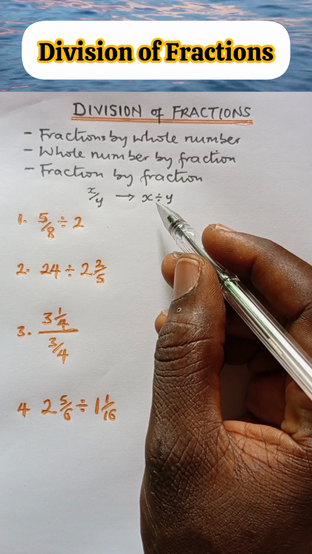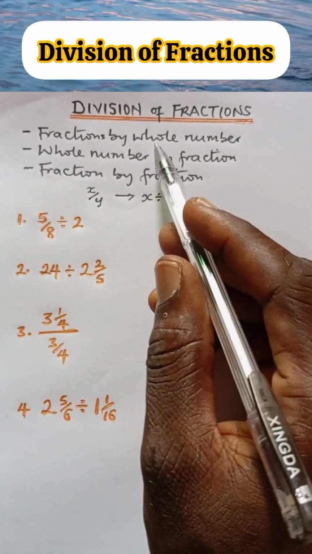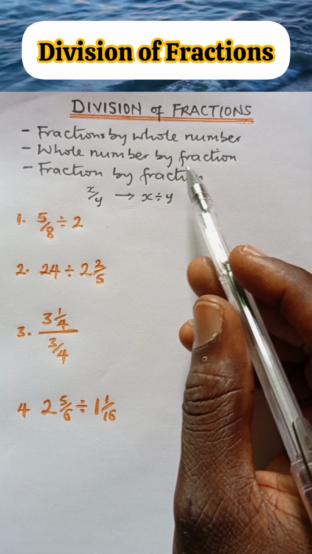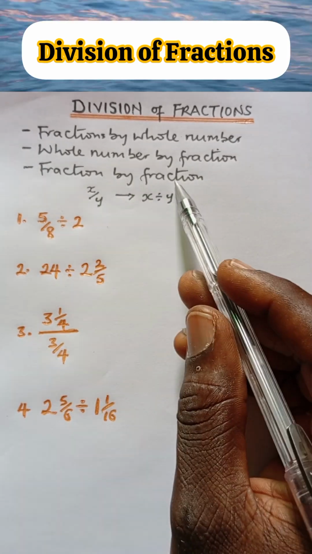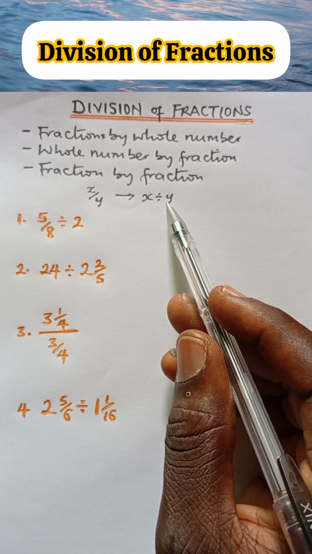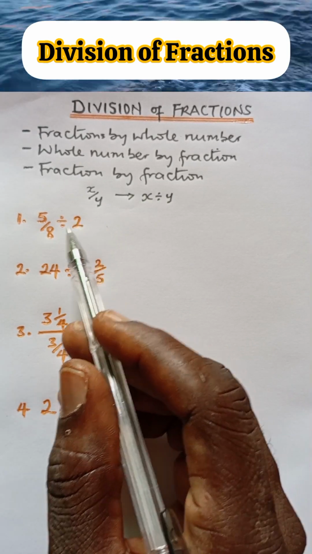However, when you are dealing with division of fractions, for example, fraction divided by whole number, whole number divided by fraction, or fraction divided by fraction, it is advisable to use this form of division. It makes it easy to solve or to simplify. So let us answer this.